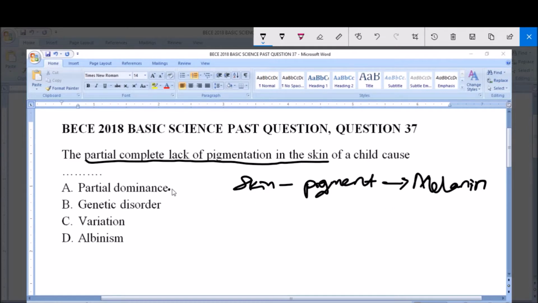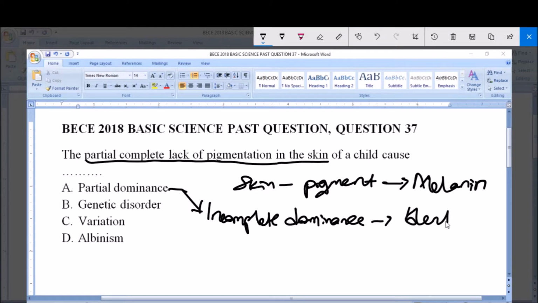A here says partial dominance. And like we know, partial dominance simply refers to incomplete dominance. That is, there is a blend in the traits.